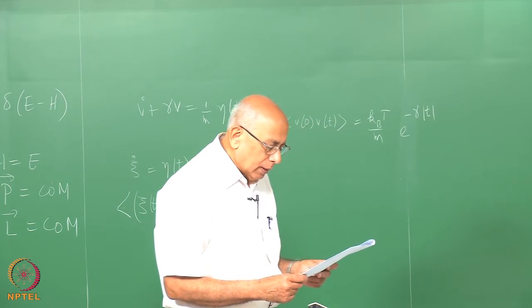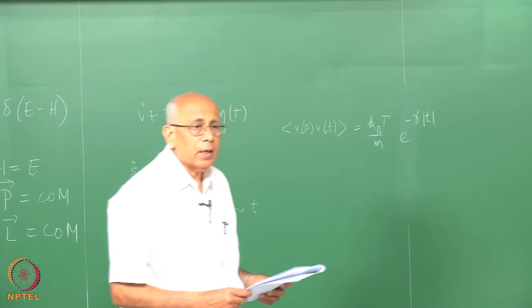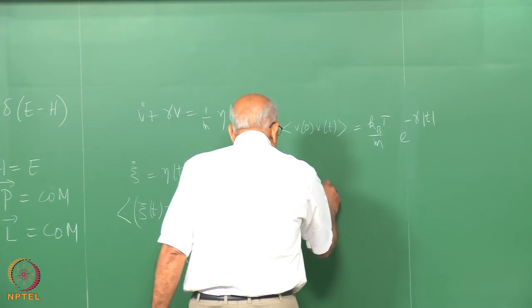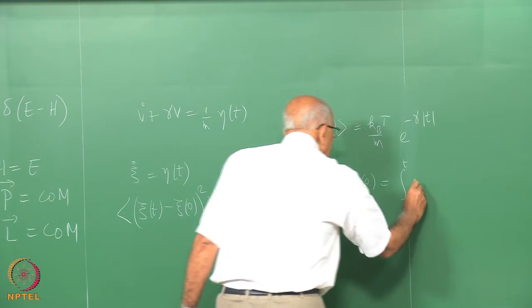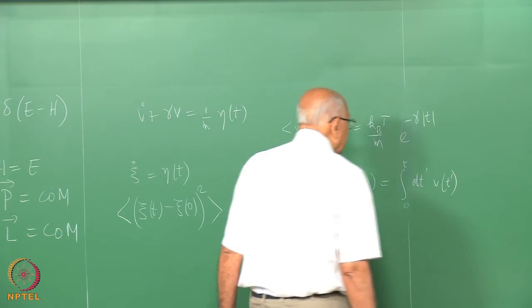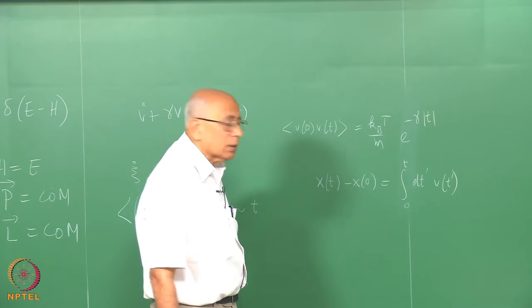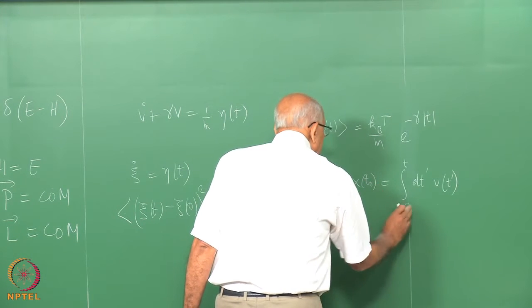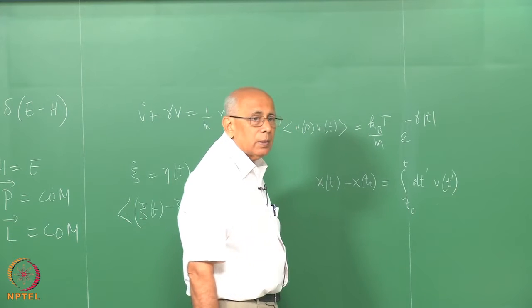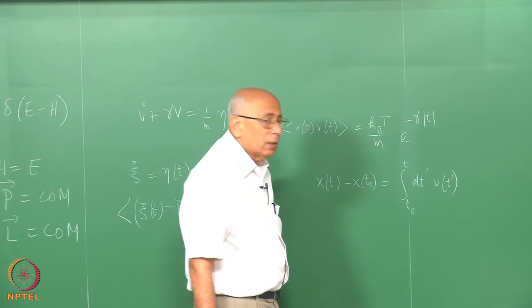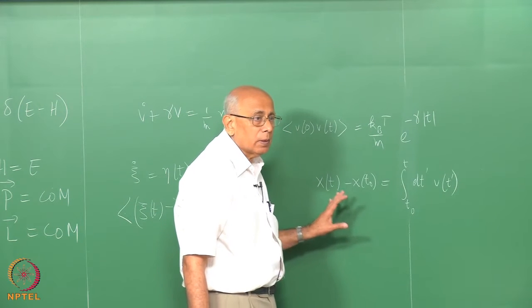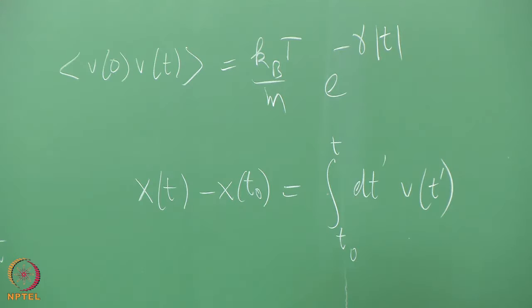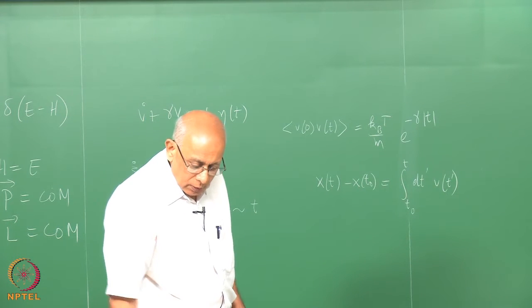Continued, the displacement of the particle x of t minus x of 0 is a stationary random process. So, the proposition is that this random variable, the integral from 0 to t of dt prime v of t prime, is supposed to be a stationary random process. Or more generally, if you wrote t naught here, this is a stationary random process. But surely this thing is a function of both t naught and t. There is no guarantee that it is a function of t minus t naught at all. Definitely not. And it is in general not a stationary process. In fact, the integral of the velocity is the displacement and we know it linearly increases with time. So, it is definitely not a stationary random process.